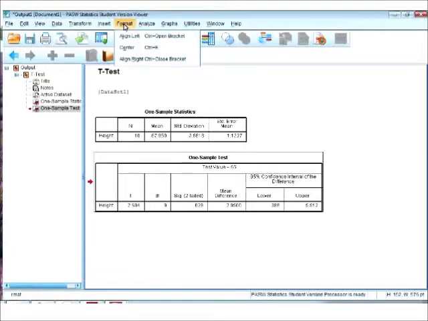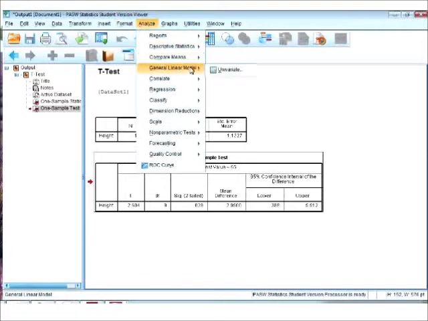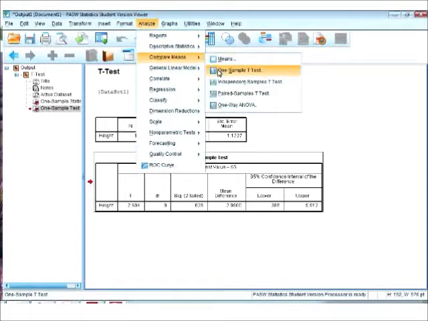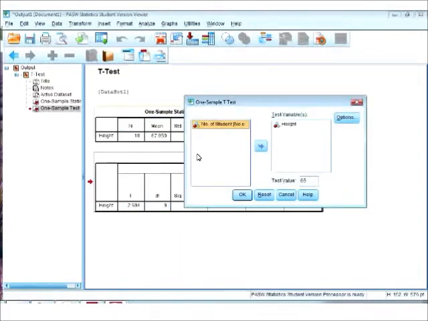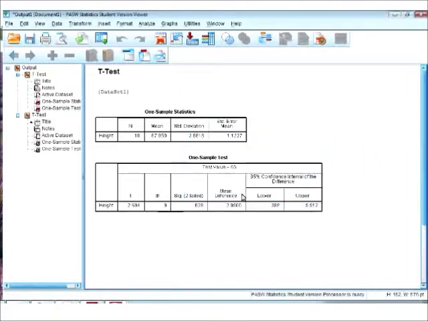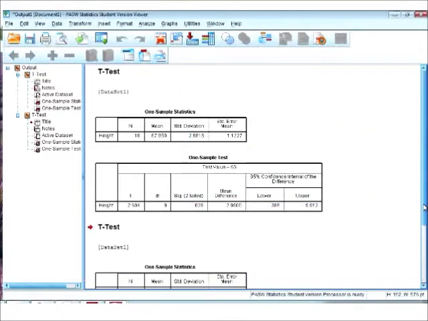Okay, let's do it once again. Let's select some other value. Let's select something close to 67.9 and then we'll see what happens. Let's select 68. So our null hypothesis is that the average height of the students in class is 68 inches. Now we are testing this hypothesis, and let's see what results we get here.